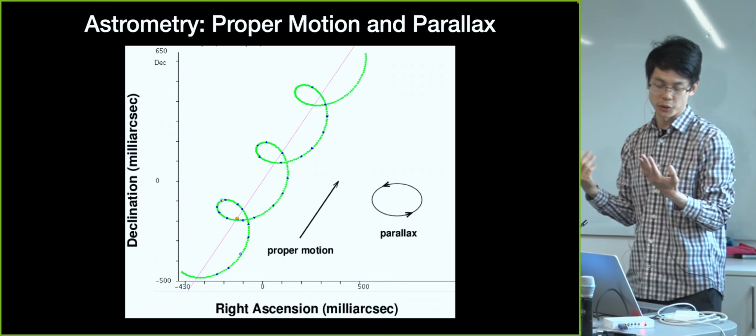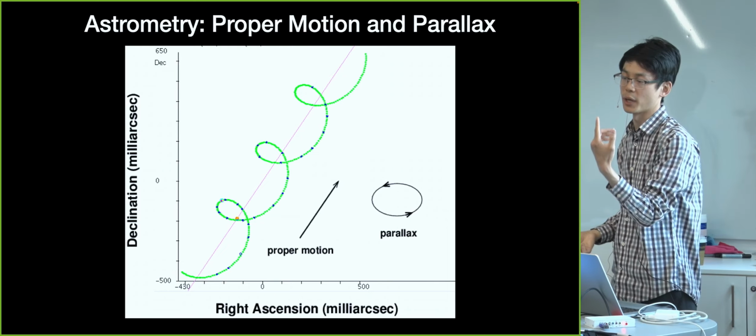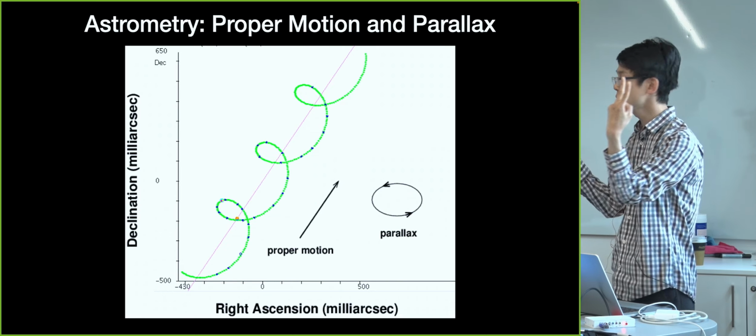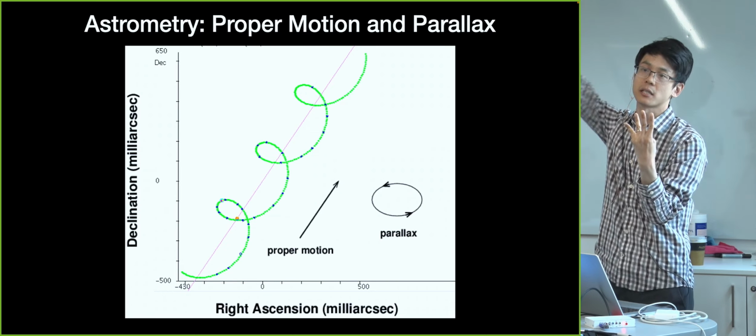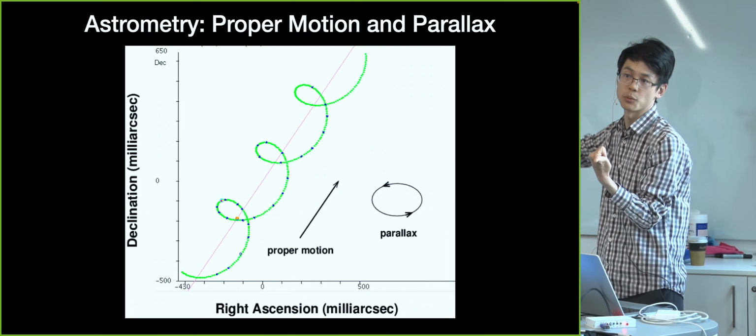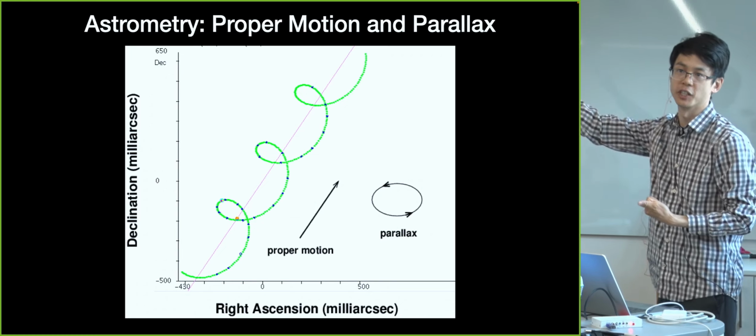In other words, it gives you 5 of 6 phase space coordinates per star, right? You get the position of the object on the sky, that's the 2 angular positions. You get the proper motion, that's 2 velocity coordinates, as well as the distance, which is the parallax coordinate. So the last one, of course, is the radial velocity.